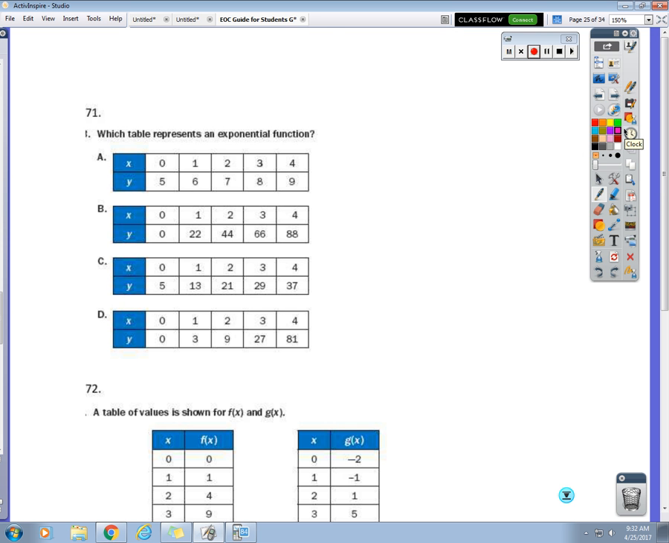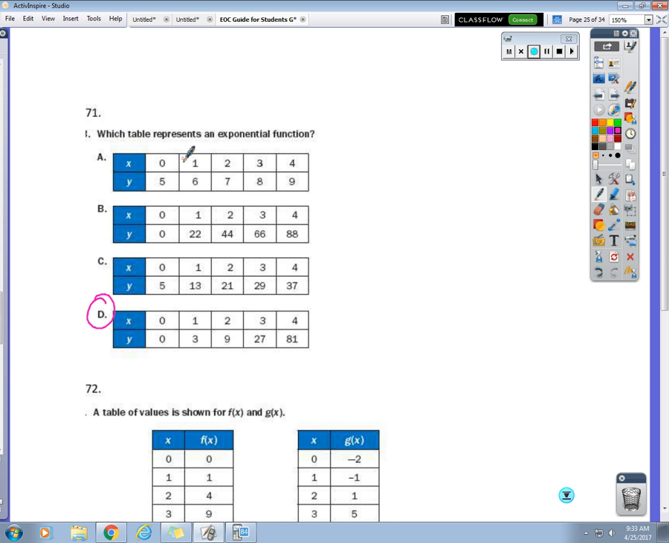Number 72. Which table represents an exponential function? Correct. And why is that? Okay, because look, 3 times 3 is 9, 9 times 3 is 27, 27 times 3 is 81. It's tripling. So it has a growth factor of 3. The rest of them are what kind of function? What are the other three choices?